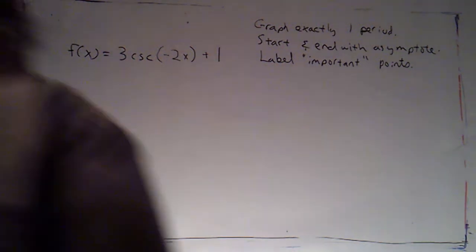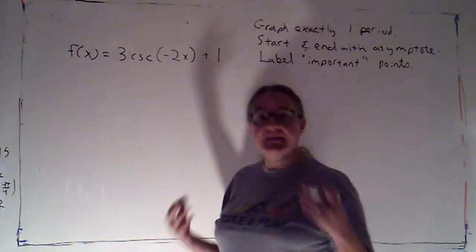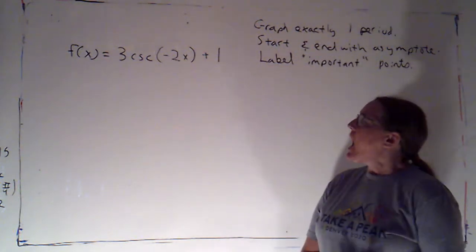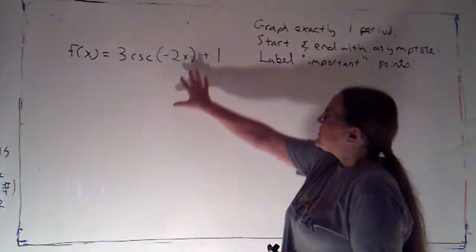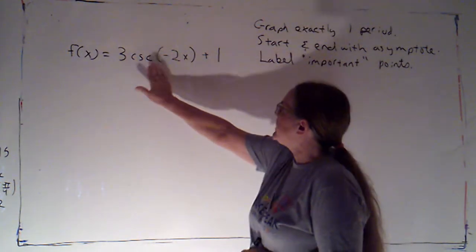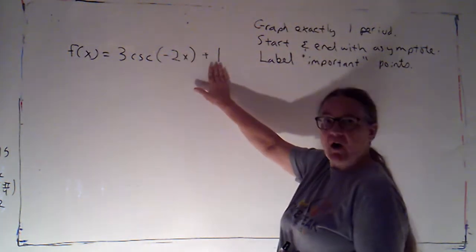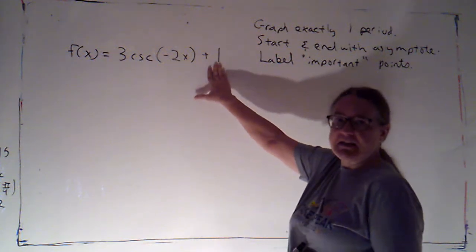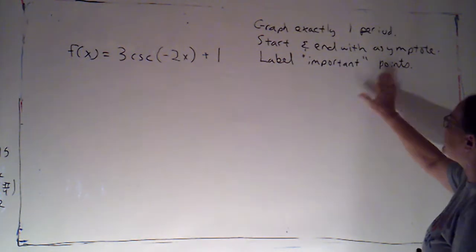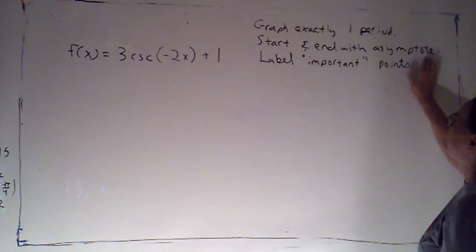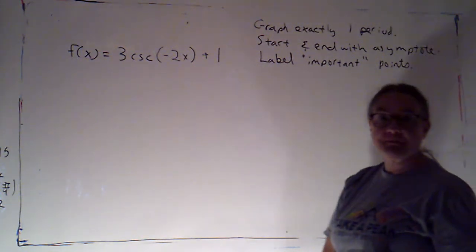In the last two videos, we looked at the graphs of secant and cosecant. I want to now take a look at transformations of those functions. So I've got here f of x is 3 cosecant of negative 2x plus 1. That's a transformation of the cosecant graph. And my directions are pretty standard. Graph exactly one period, make sure I start and end at an asymptote, and label the important points.